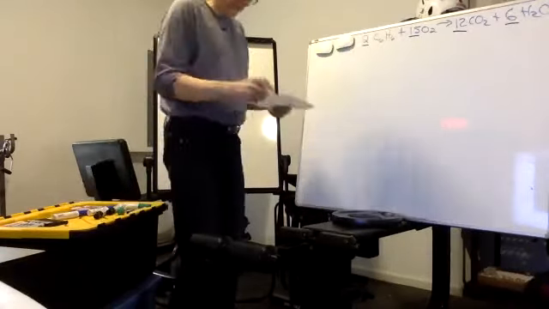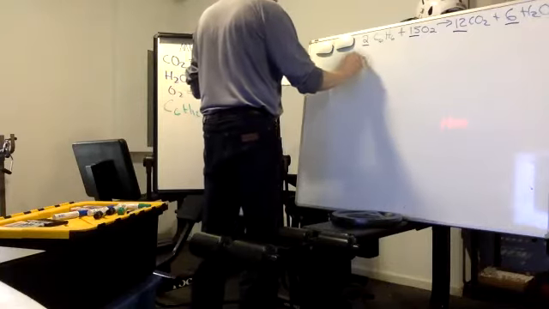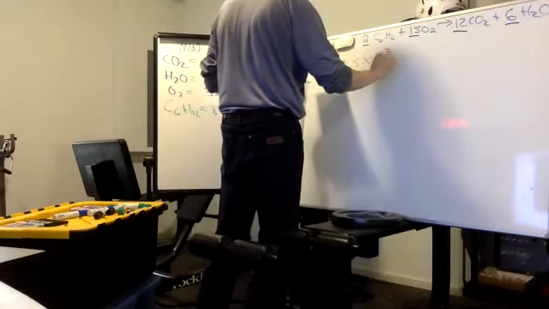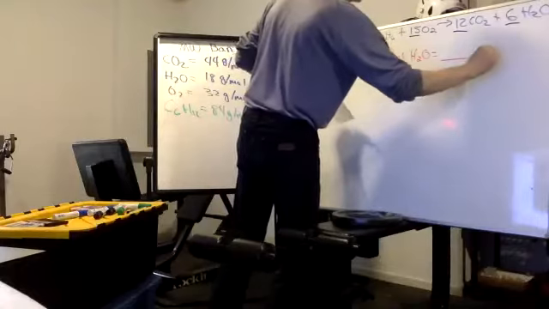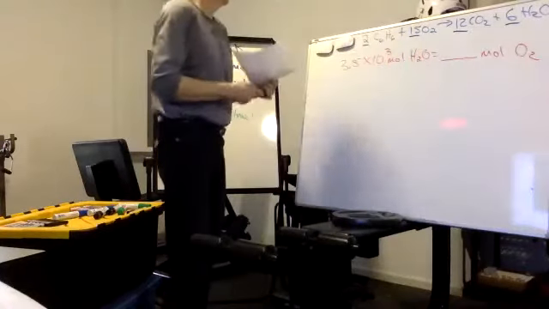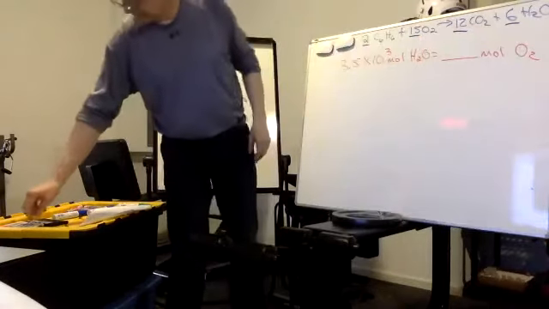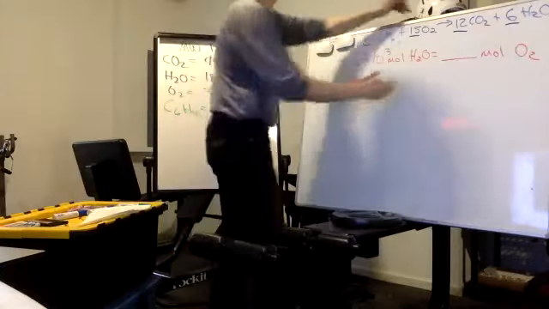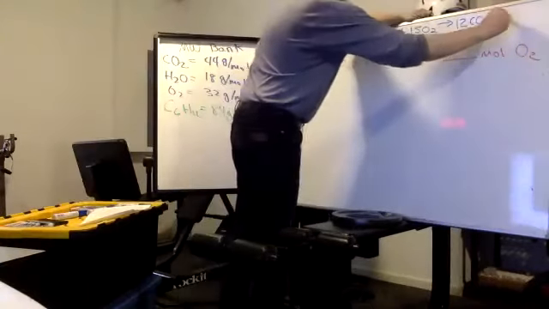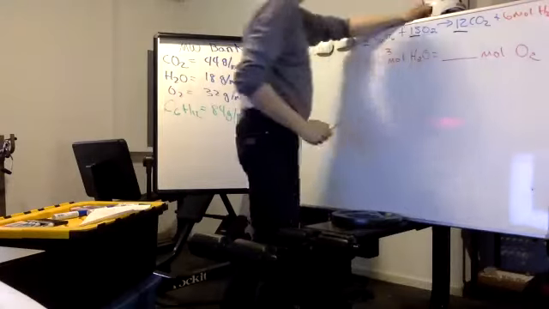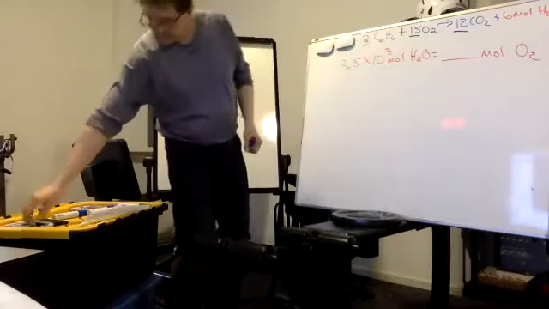Well, let's see here. H2O, converting that to mol O2. So let's take a look. I need mol H2O. Change that to purple. I'll use a purple. Red. And I'm using blue for O2. So let's see here.